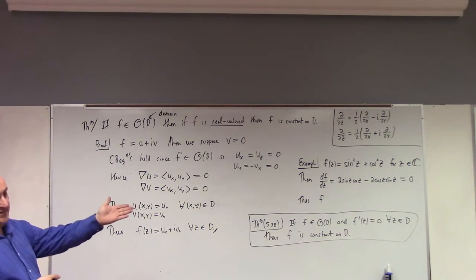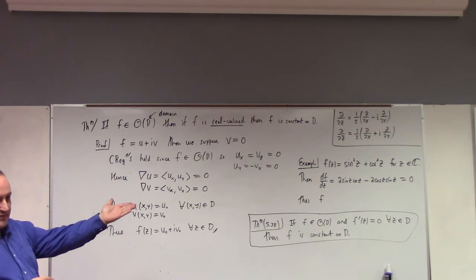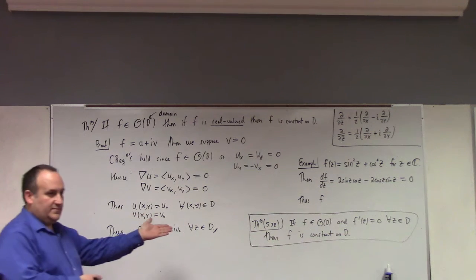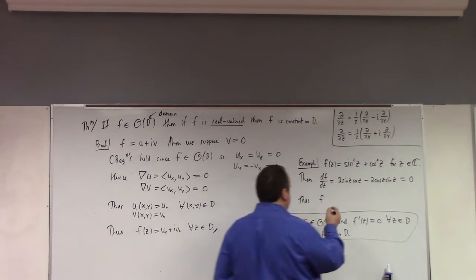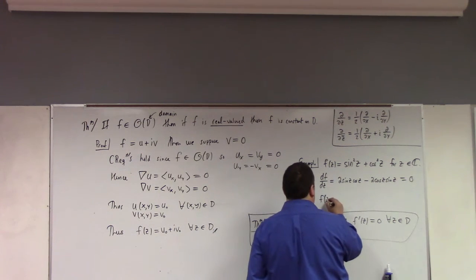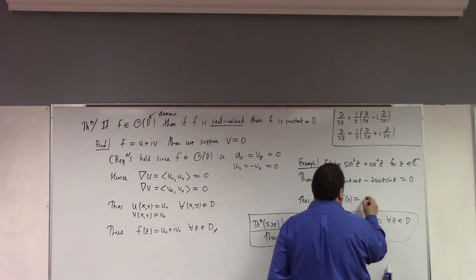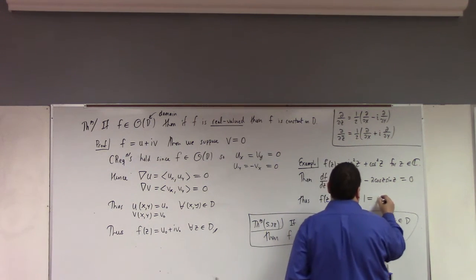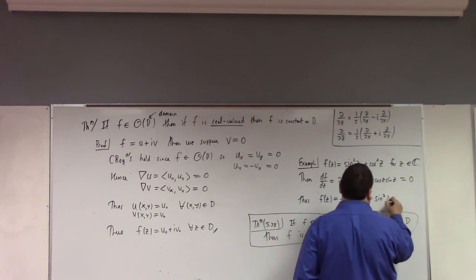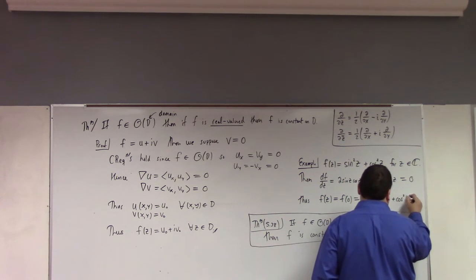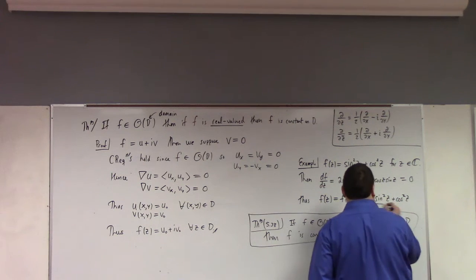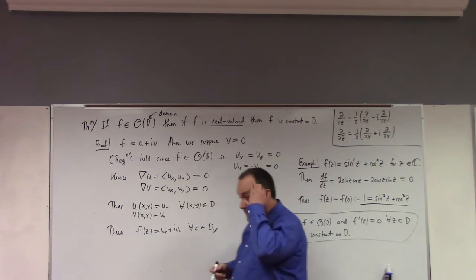Now we can apply it to the example. So we have the derivative is 0. Therefore, that function's constant, right? So f of z is equal to, well, how about f of 0? f of 0 is 1, right? So lo and behold, we have shown that sine squared plus cosine squared for the complex sine and cosine is identically equal to 1 for all z in the complex.